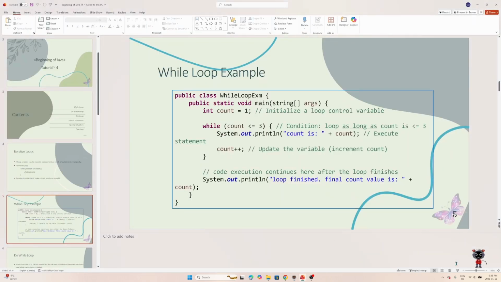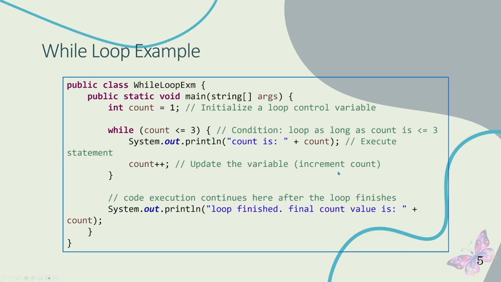Let's go through the other loops. We now know how to run a program in debug mode, how to make a breakpoint, and how the loop actually works.